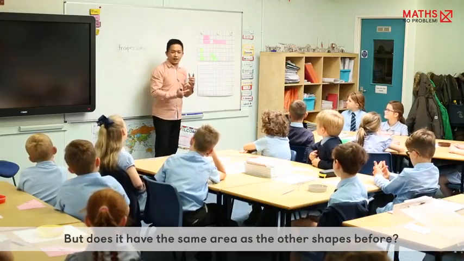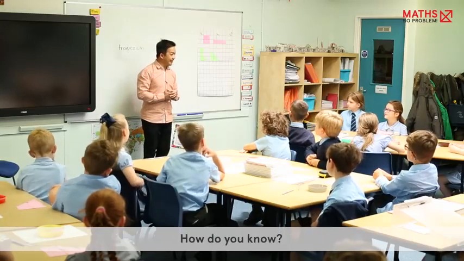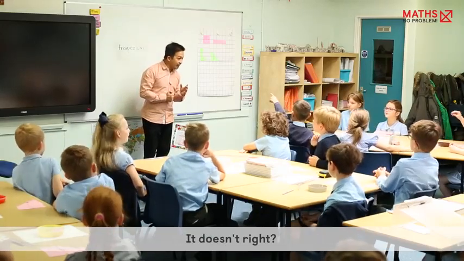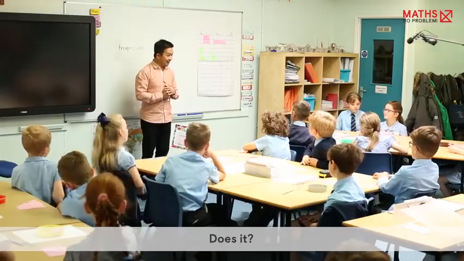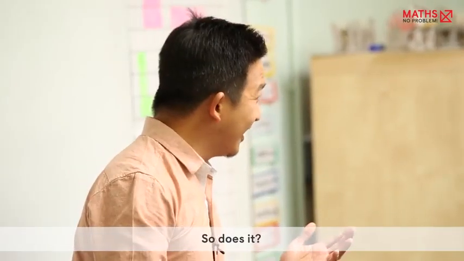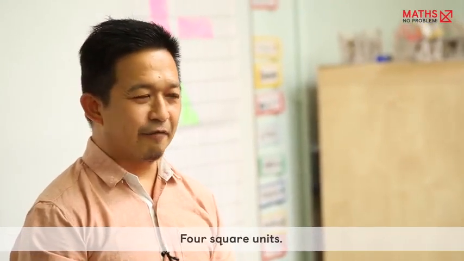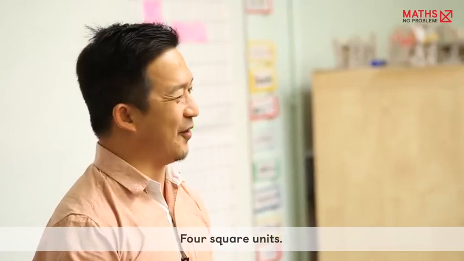But does it have the same area as the other shapes before? Yes. How do you know? No, it doesn't. Does it? Oh, because the 2 triangles make, yeah, okay. So does it? So what's the area? 4 square units. Yeah, 4 square units.